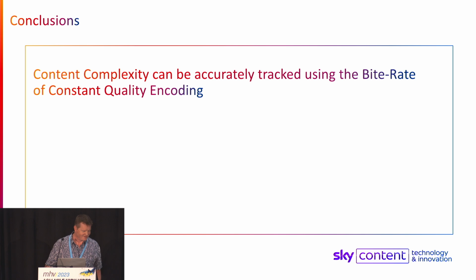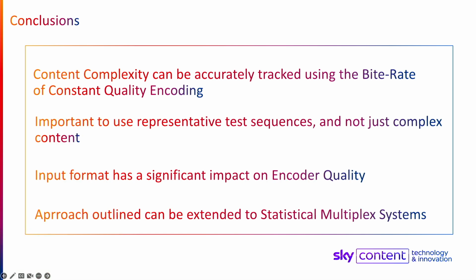I'm right out of time, but I'll go through my conclusions. We believe that content complexity can be accurately tracked using the bit rate of constant quality encoding. It's important to use representative test sequences and not just complex content. Input format does have a significant impact on encoder quality, and the approach outlined can be extended to statistical multiplex systems. So that's the end of the presentation. Just about got in there. Any questions?